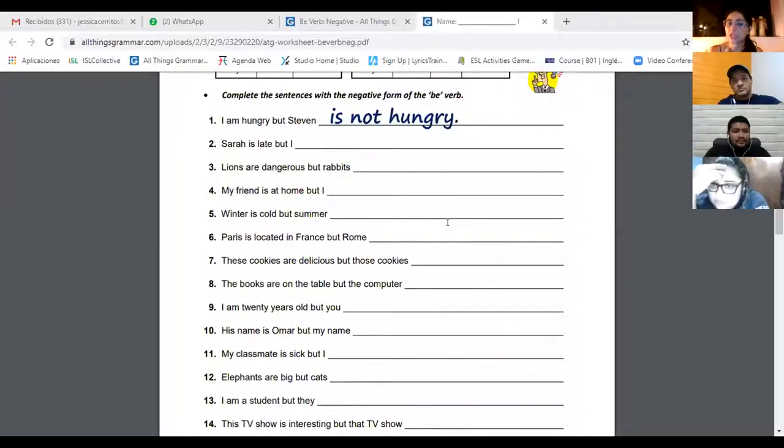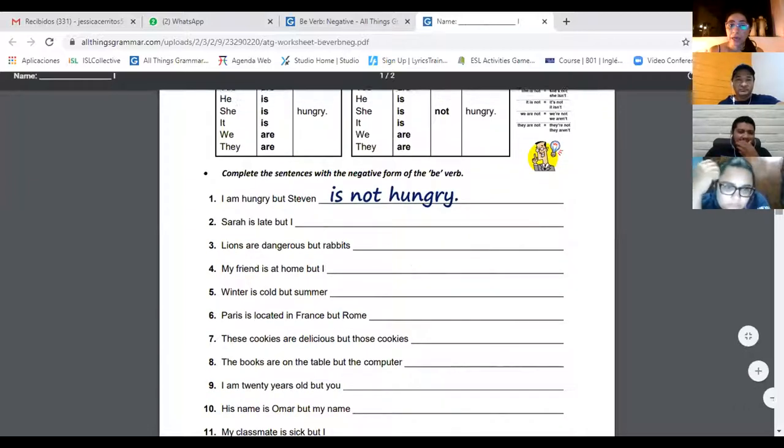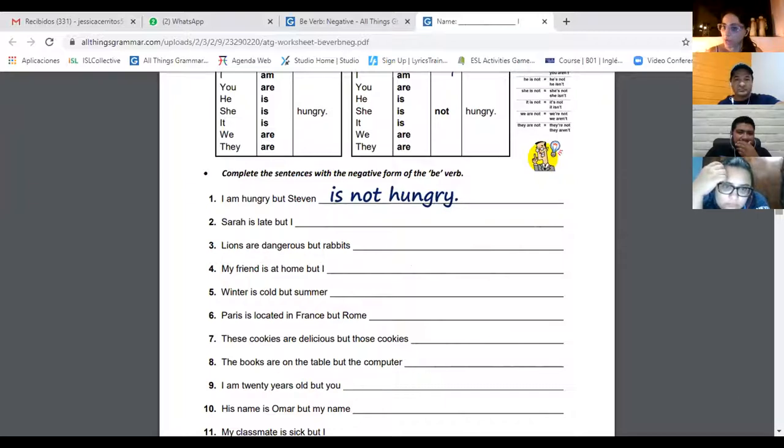Y lo voy a, no lo voy a mandar a grupo porque estamos, no pares ahora, estamos impares, so se van a quedar los tres trabajando like the other day we did. All right, so I want you to work on this exercise. You have to see, this is negative exercise, yes? Because we're talking about the verb being negative. So remember you say, I am hungry, I am not hungry. You are hungry, you are not hungry, etc., right? So number one, it says, I am hungry, but Steven is not hungry. You have to continue the sentence in negative. Sarah is late, but?